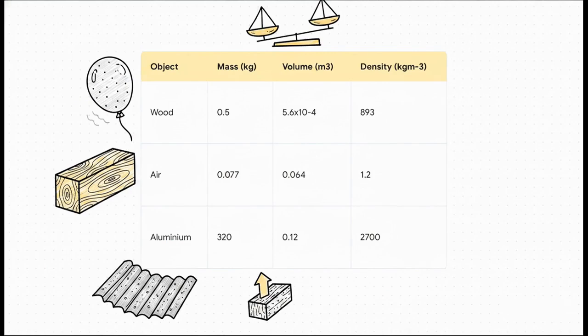Let's put that into perspective with some real-world numbers here. Density varies wildly in reality. Take the air inside a balloon. It's incredibly sparse, coming in at just 1.2 kilograms per cubic meter. But then compare that to a piece of wood, which sits at a much higher density of 893. And then check out the aluminum sheet. That is tightly packed matter, giving it a massive density of 2,700. So density gives us this perfect lens to compare radically different materials.